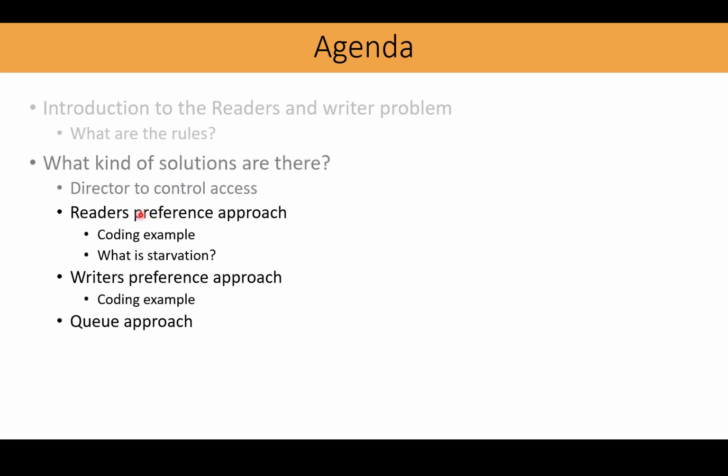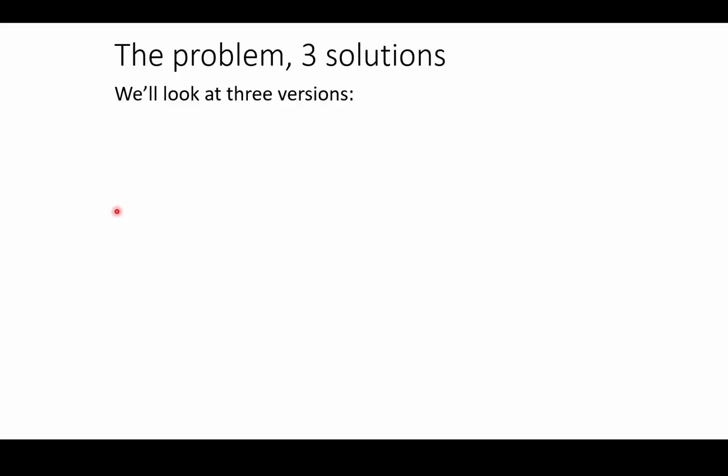We need some kind of class to control the access. And we can write that class in various ways. I have 3 suggestions here: the reader's preference and writer's preference, and then a type of queue approach. We will start out with the reader's preference. Or before we get to that, let's just get a quick overview of what the solutions actually are.